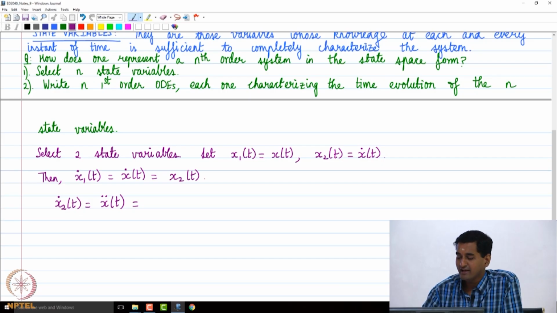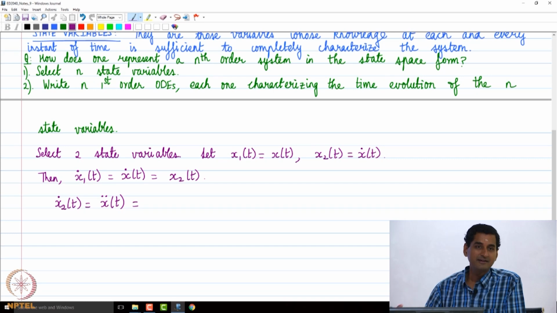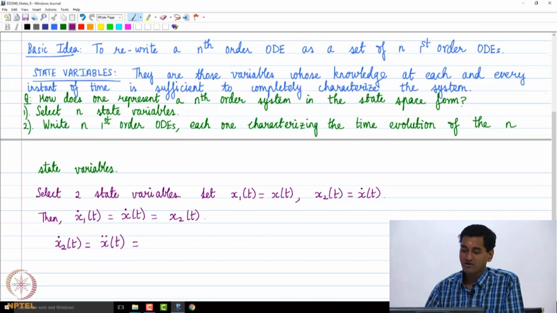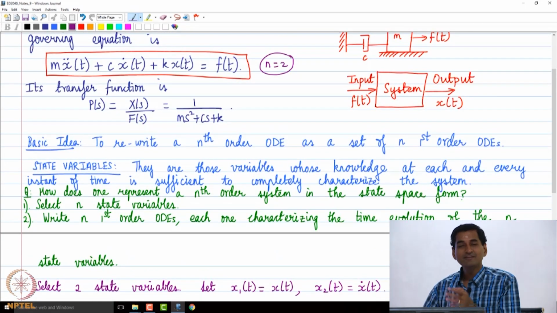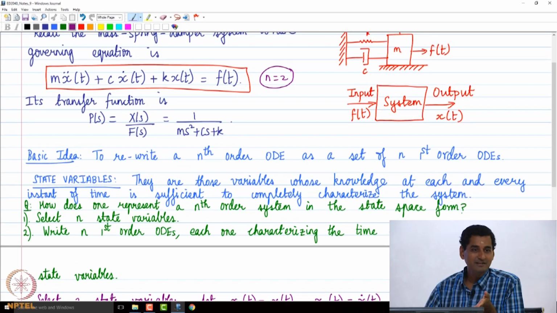So of course I can't write it as x1 double dot, because if I do that, the order of this equation will become 2. So the idea is to write equations which characterize the time evolution of the state variables in terms of first order ODEs. So how can I write x double dot? I can use the governing equation. At some point we need to use the governing equation of motion.